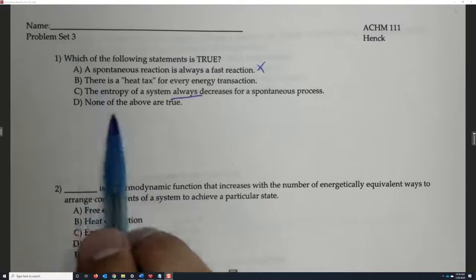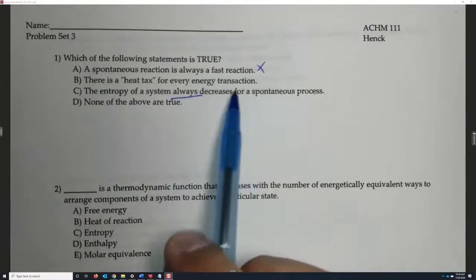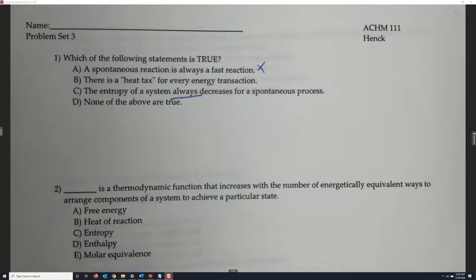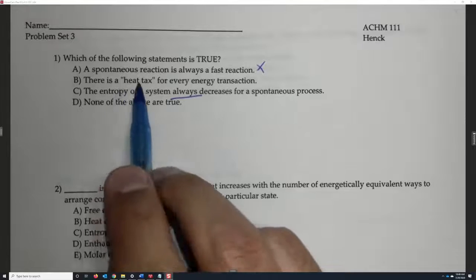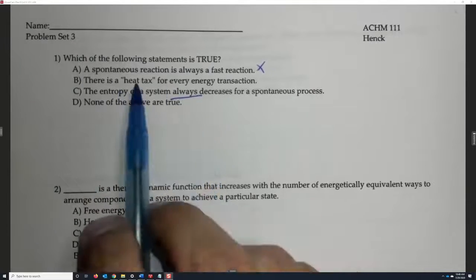Letter B, because letter D is just none of the above are true. There is a heat tax for every energy transaction. And at the beginning of the 16 lecture, I called this an energy tax. So sometimes they call it an energy tax or sometimes they call it a heat tax.